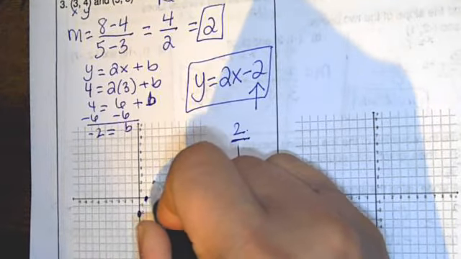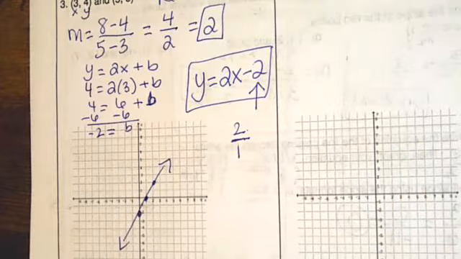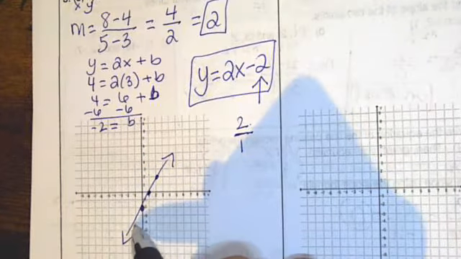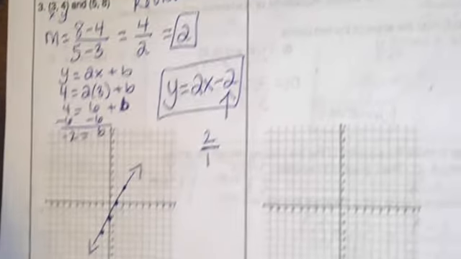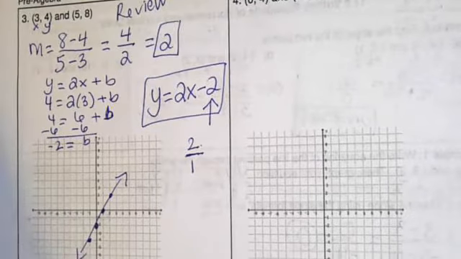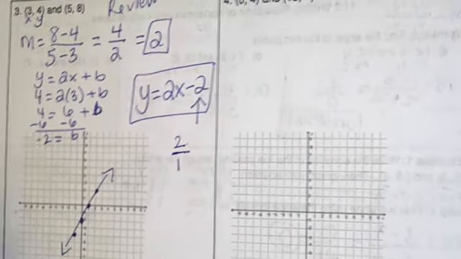Keep doing that to just get a couple of points here and then draw out your line. Or you could have gone down 2 and left 1 also. That would have been okay. All right, so that's how we did number 3. Again, it was a review. It was not one of the new ones that we just saw.